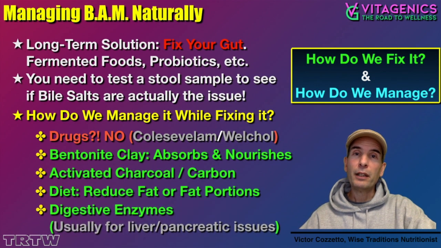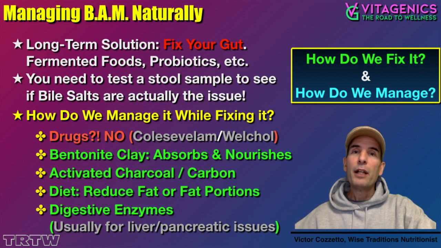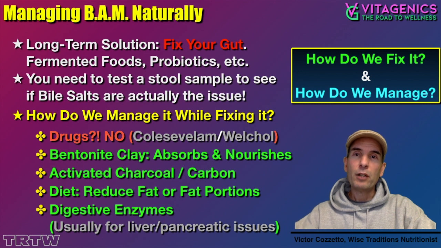And then finally, enzymes might benefit you. So if you're having issues with your pancreas and you're just not producing enough enzymes, then maybe your body is producing too much bile to compensate. So this could, again, help some people. It depends on you. So you've got a lot of different things going on. There are a lot of different factors that could be causing BAM. So the exact way you handle it will be different for everyone.